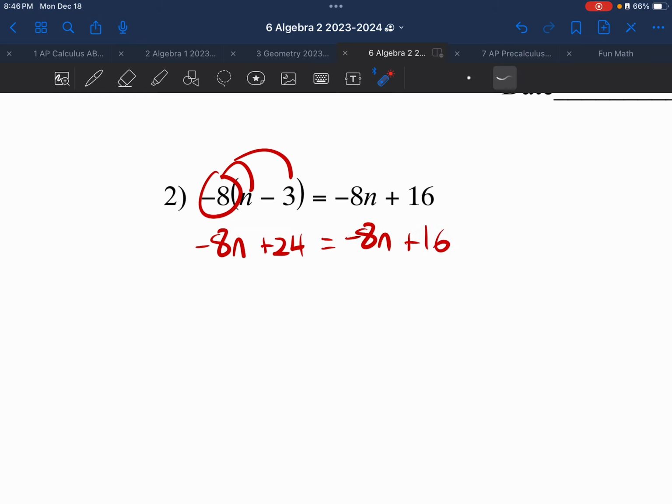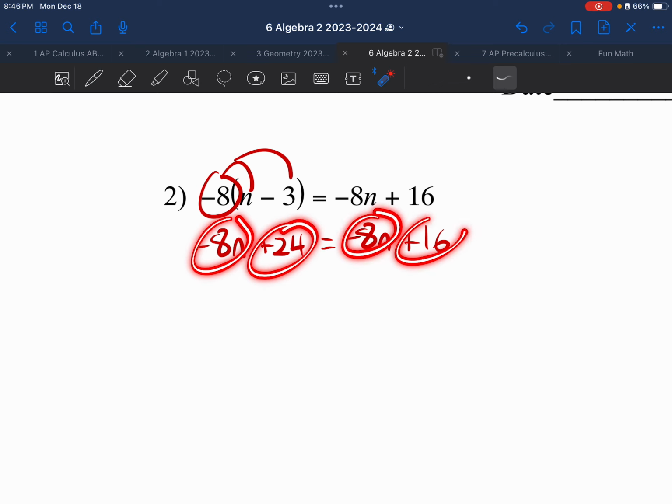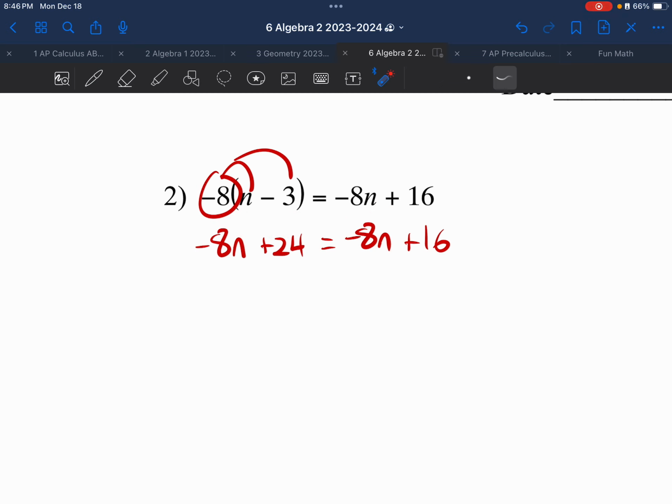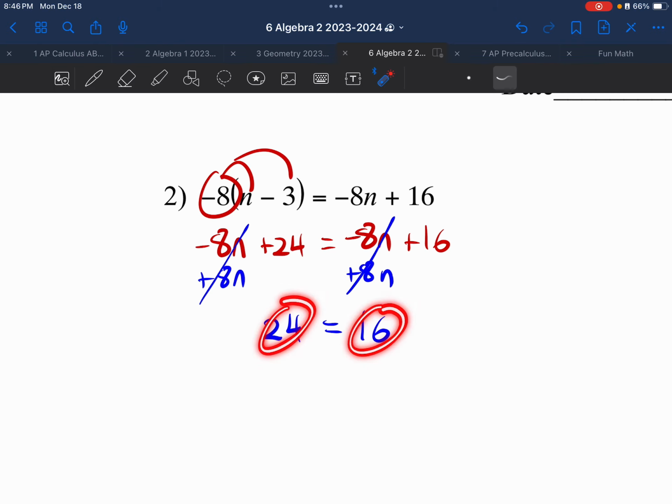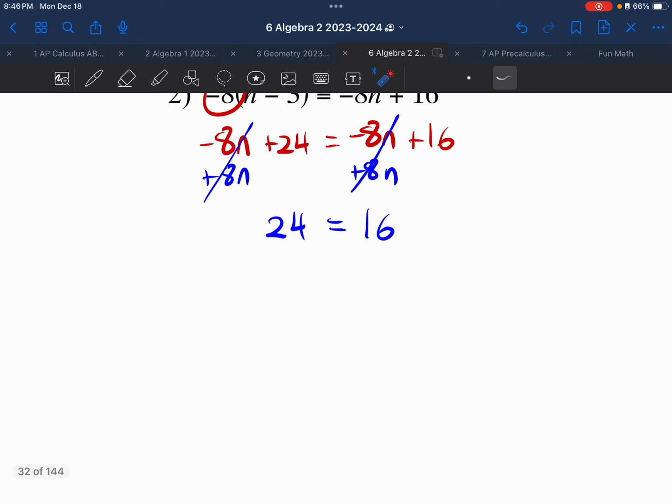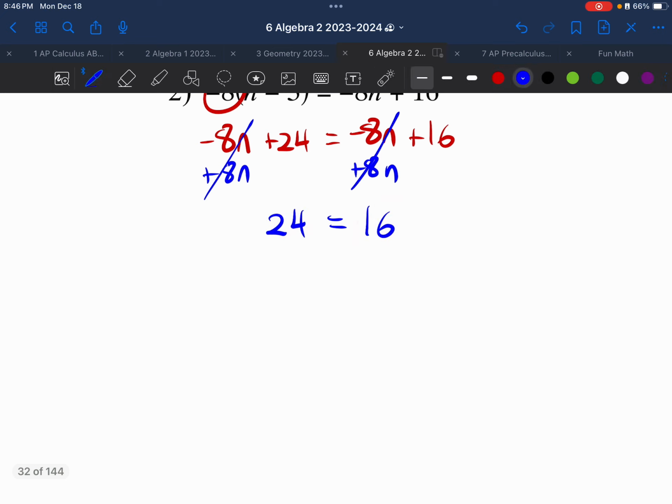Now we have both sides with a variable and both sides with a constant, so it doesn't really matter which side I move to. I'm going to move to the left side. I'm going to add 8n. You're gone. Oh, you're also gone. Interesting. I have 24 is equal to 16. Whenever I have a number equal to a different number, that means it's impossible. 24 is not 16. Whenever that happens, the answer is no solutions.